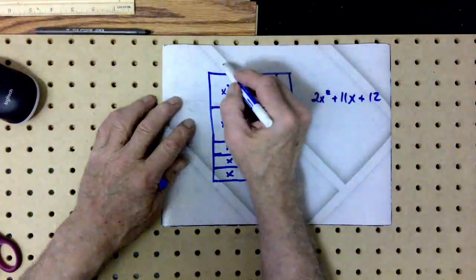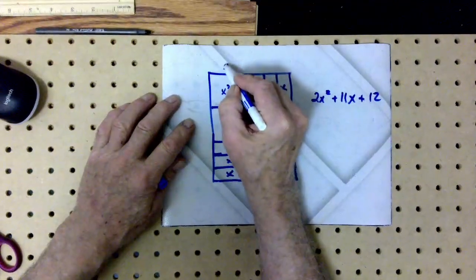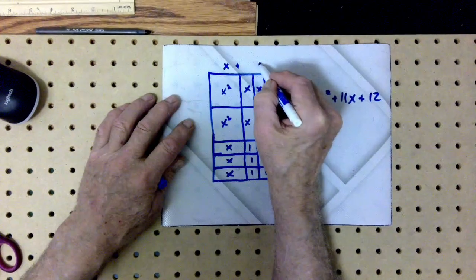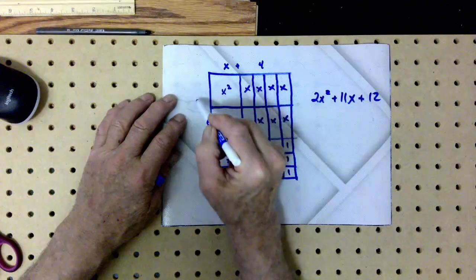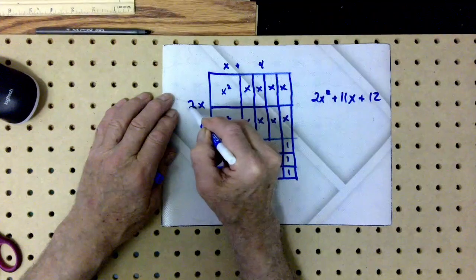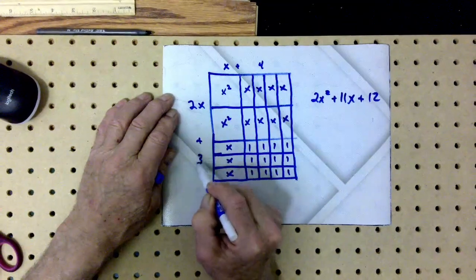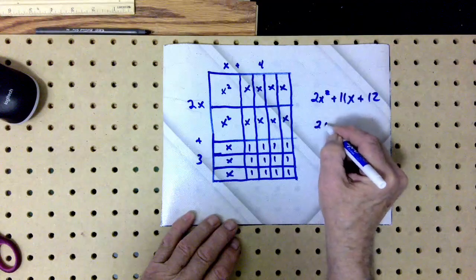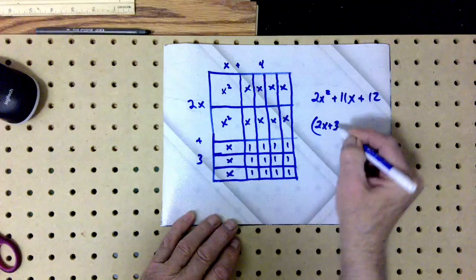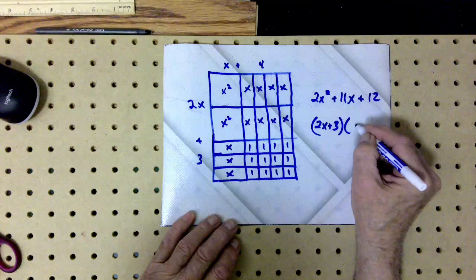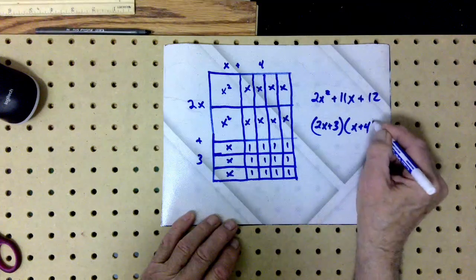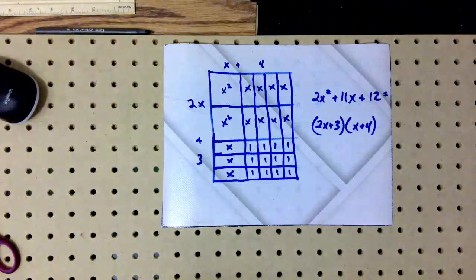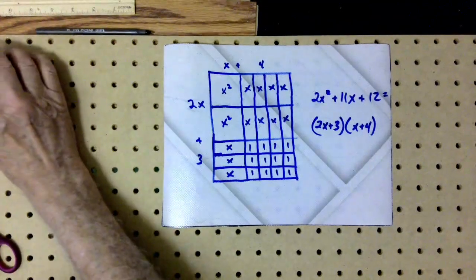The area is, remember this is x here, plus 4, and here we have 2x plus 3. The area is also 2x plus 3 times x plus 4. In other words, this factors to this. Okay? Have a good day.